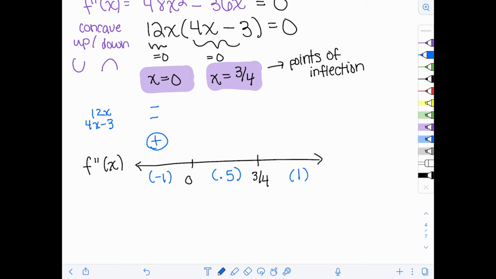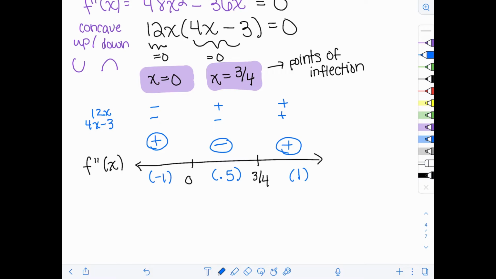If I plug in something like 1/2, 12x is going to be positive, and 4x minus 3 gives us a negative. And then finally, for 1, 12x is positive, and 4x minus 3 is also positive. I didn't finish writing that, but for the middle interval, positive times a negative is negative. Positive times a positive is positive.